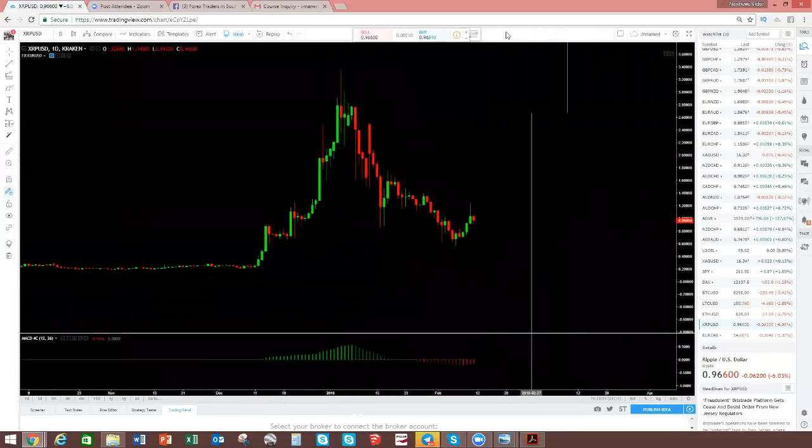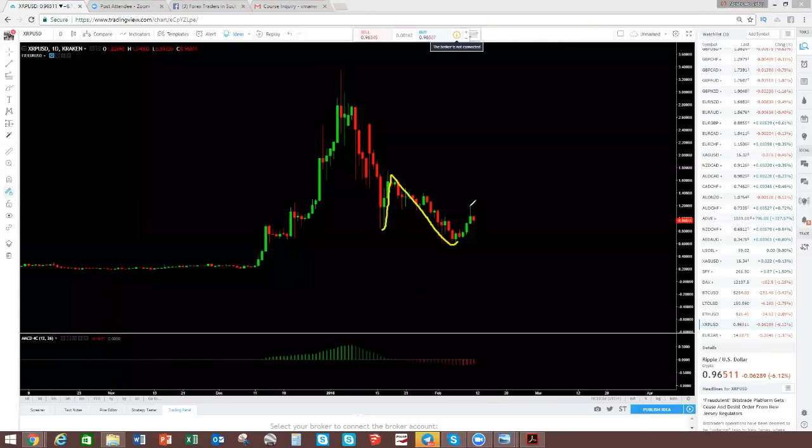Still have to confirm. If you look at Ripple, actually it may still do this. Give you a flat correction there for another move lower.